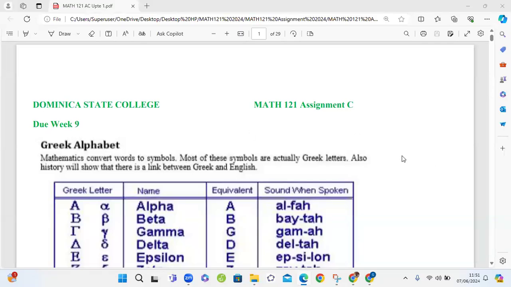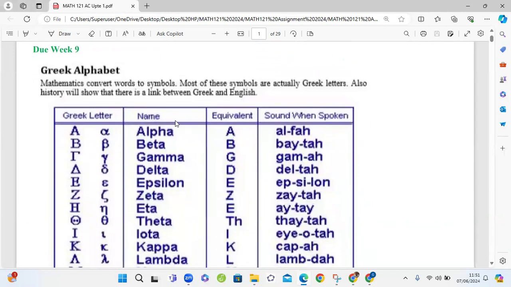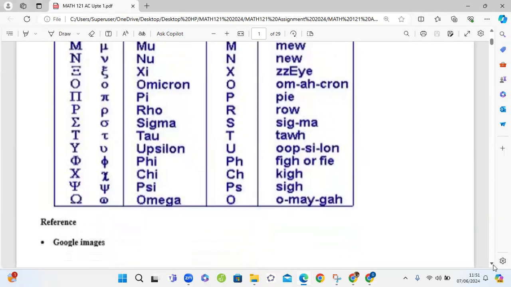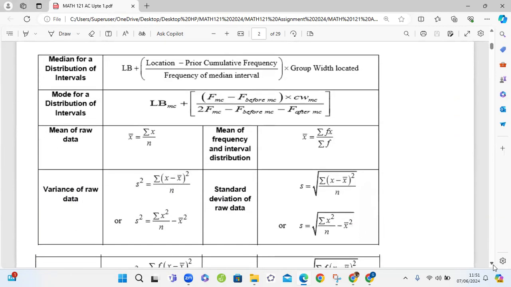This recording is concerned with an introduction to assignment C, which is based on hypothesis testing. As you can see, the first page has the Greek alphabet that we are all familiar with, and a list of formulas. As you can see, we have used many of the formulas there already.